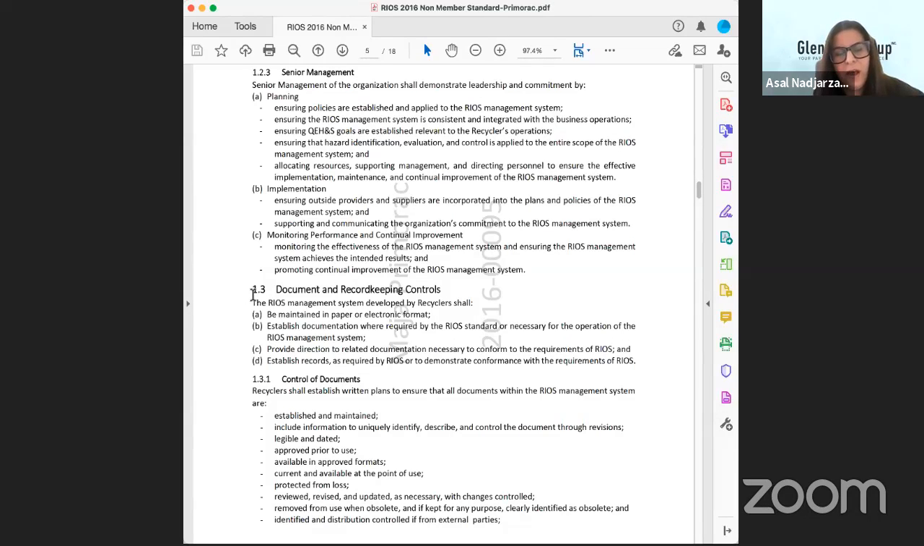And let's dive in. The RIOS management system developed by recyclers shall A, be maintained in a paper or electronic format. B, establish documentation where required by the RIOS standard or necessary for the operation of the RIOS management system. C, provide a direction to related documentation necessary to conform to the requirements of RIOS. And D, establish records as required by RIOS or to demonstrate conformance with the requirements of RIOS. Okay, so this one is the overview to the control of documents and control of records, the whole process. And A is pretty self-explanatory.